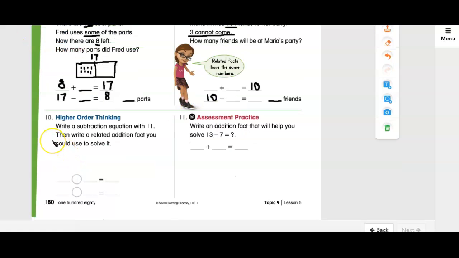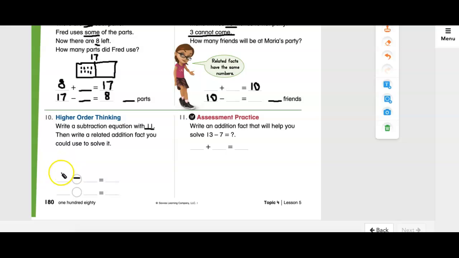Number 10 says write a subtraction equation with 11. Then write a related addition fact you could use to solve it. So for number 10, I will write our subtraction fact using the number 11, and then I want you to write the addition fact that would go with it.